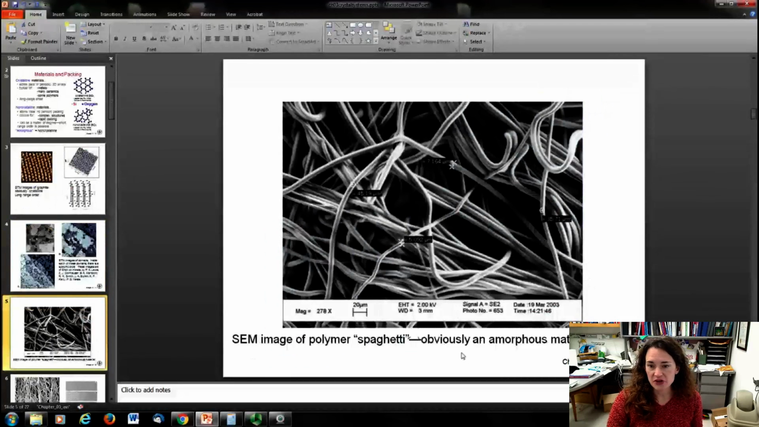This is an example of an amorphous material. This is a scanning electron microscope image of polymer spaghetti. So this is obviously amorphous kind of material here. This isn't the atomic scale. This is only magnified 278 times, but you can imagine that it must be amorphous just by the way that it looks.